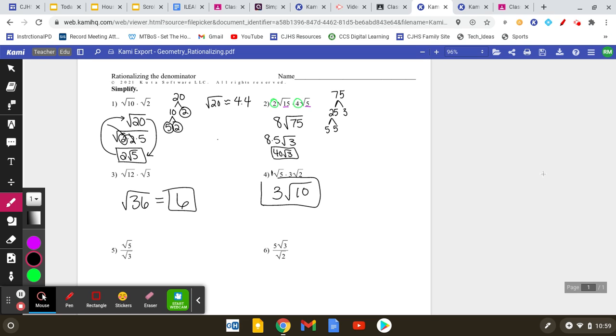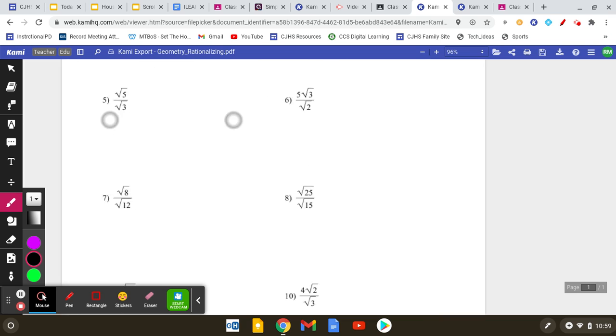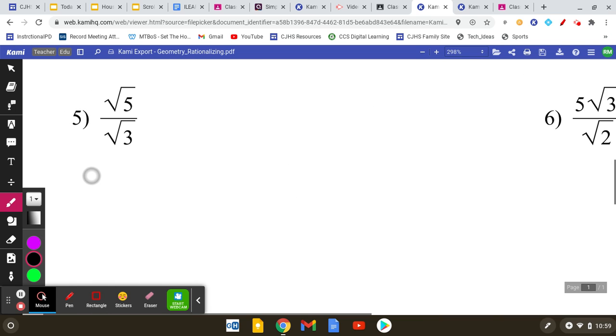Okay, so this is the top part. It's Will's birthday. And then we're going to talk about rationalizing the denominator, which means we don't want a square root in the denominator. So we need to get rid of the square root.